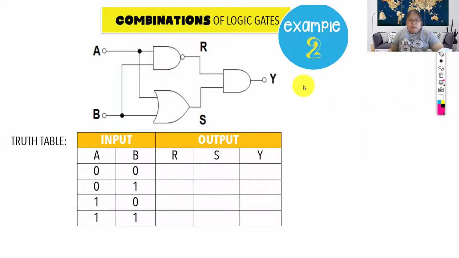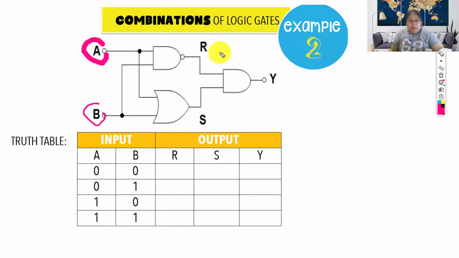The next one is a combination with one extra; they have R, S, and also Y. A and B are the input numbers: 0, 0, 1, 1, 0, 1. Now we write all of this. First we go to R. We need to check where R's input comes from. Input R comes from A and also from B.